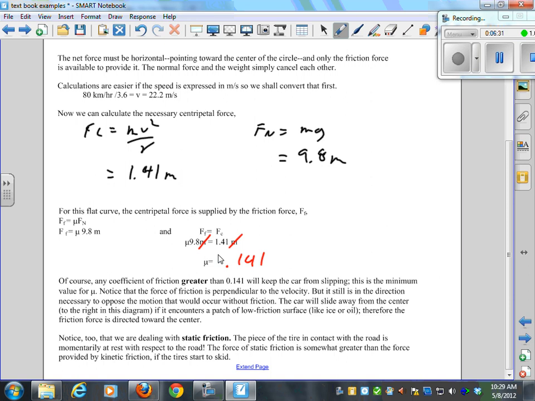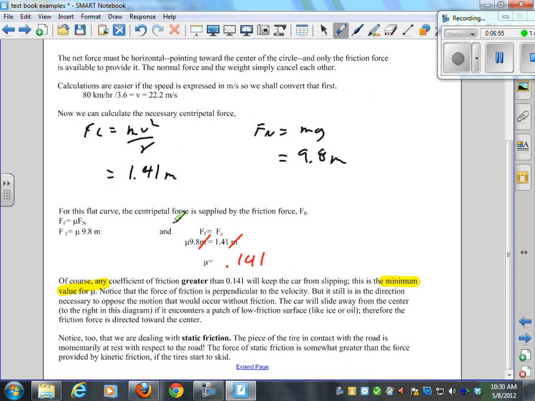Okay. So of course, any coefficient of friction greater than 0.141 will keep the car from slipping. This is the minimum value for mu. Let's just highlight that. This is the minimum value for mu. Now that's assuming the speed is 80, because it said in the question that the speed was 80.